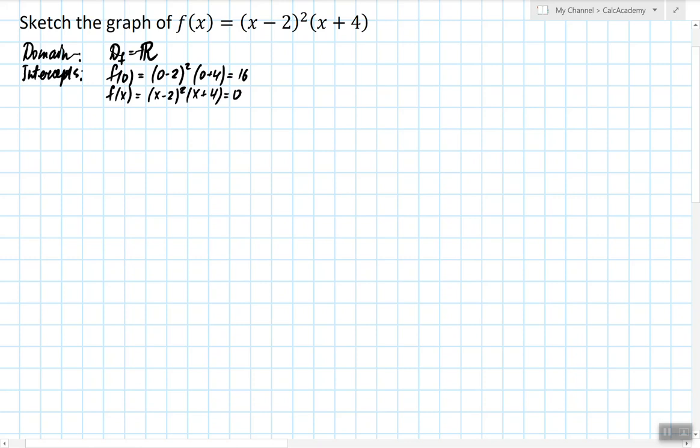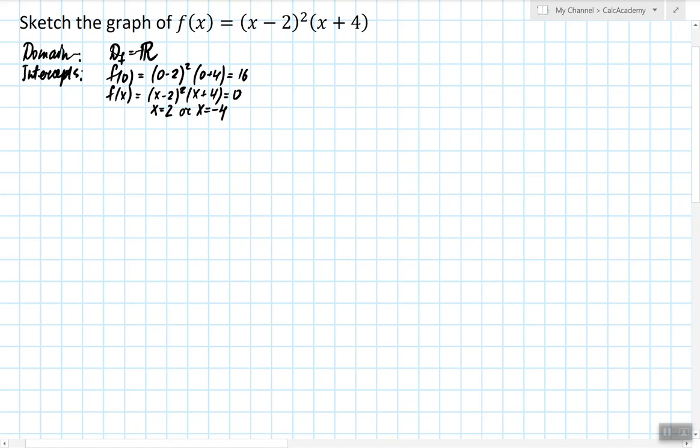So we basically find the x that turn the function into 0. Since this is a polynomial function and it is given in factored form, we can easily see that x equals 2 or x equals -4 are the solutions of this equation. Therefore, there are two x-intercepts, 2 and -4.